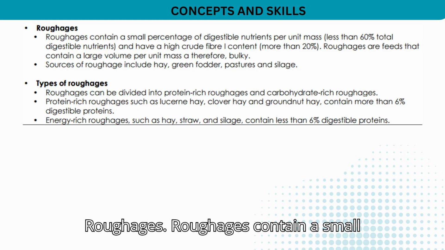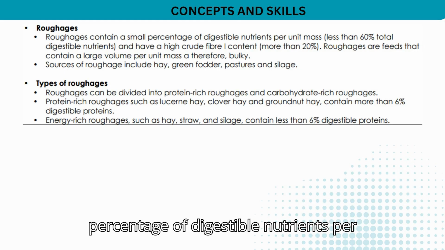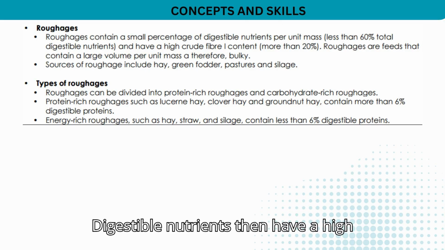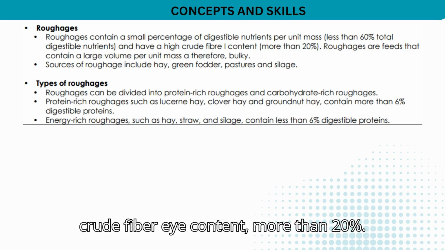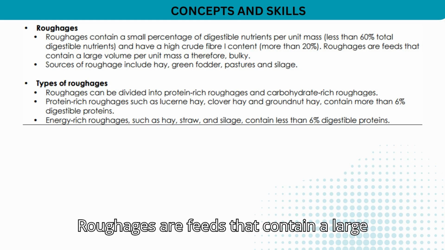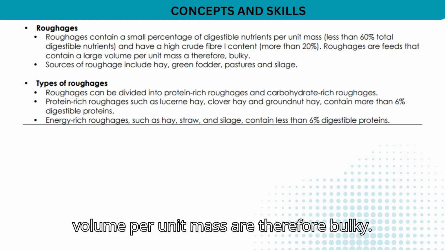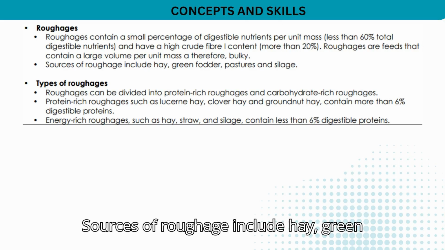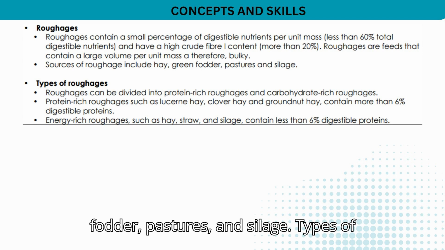Roughages. Roughages contain a small percentage of digestible nutrients per unit mass, less than 60% total digestible nutrients, and have a high crude fiber content, more than 20%. Roughages are feeds that contain a large volume per unit mass, and are therefore bulky. Sources of roughage include hay, green fodder, pastures and silage.